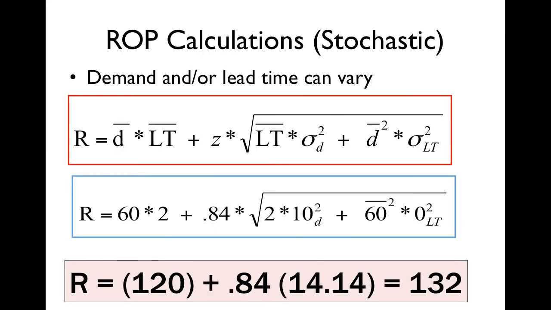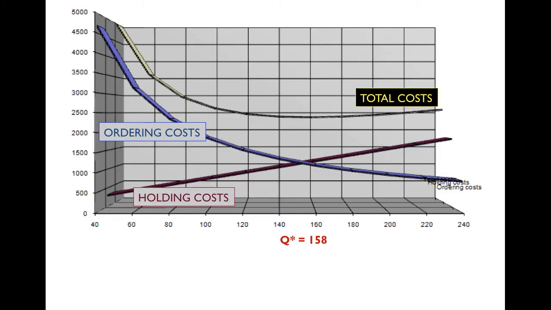Let's go back and plug it in. So it's 120 as our reorder point. That's what it was in the deterministic model, plus some extra now. And the extra is going to turn out to be another 12 units, 0.84 times 14. So the demand variability here is causing us to hold an extra 12 units of inventory for the year.